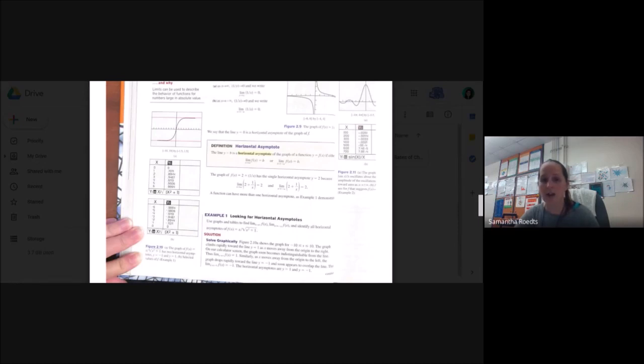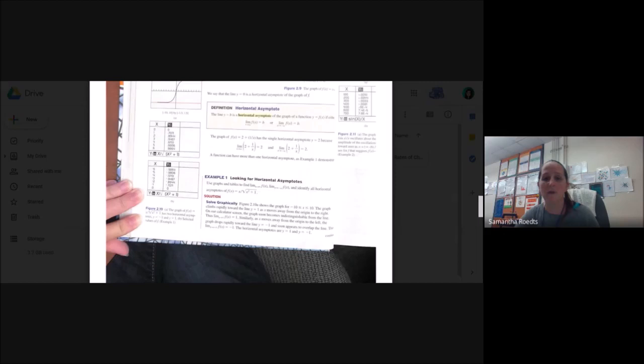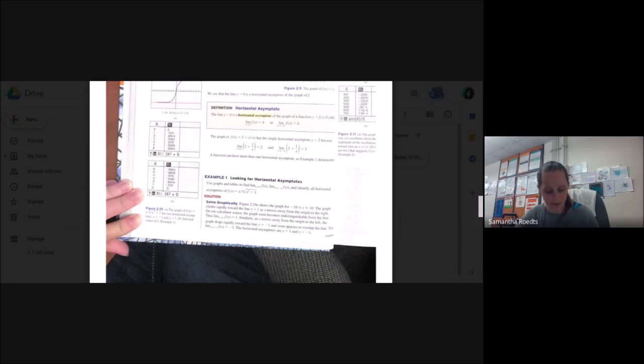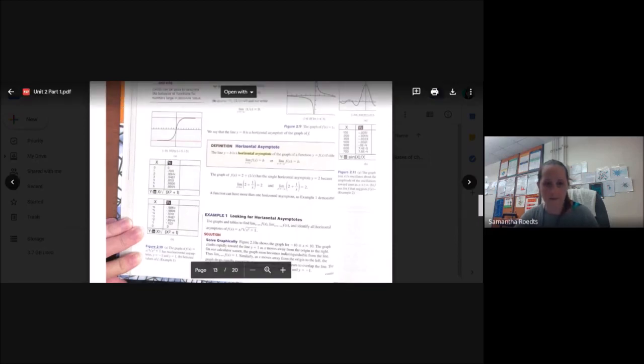Okay. So a function can have more than one horizontal asymptote. If we look at example number 1, this actually has more than one horizontal asymptote. Use graphs and tables to find the limit of f of x as x approaches infinity and the limit of f of x as x approaches negative infinity, and identify all the horizontal asymptotes of f of x equals x divided by the square root of x squared plus 1. So if I'm solving this graphically, this is what it looks like.